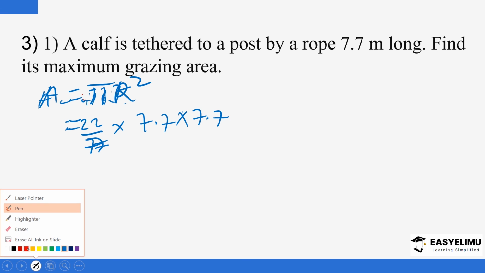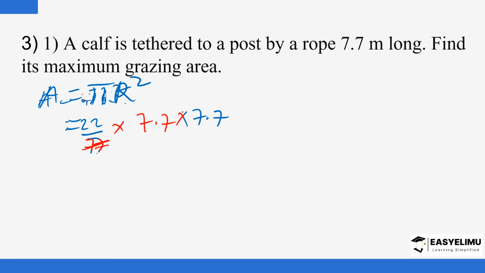So again, as we did in the previous case, 7 goes here 1, 7 goes there 1.1. See. So take note, the length of the rope here becomes the radius of the circle. So 22 you multiply by 1.1 and you multiply by 7.7. So we'll multiply 22 by 11, and then the answer we multiply by 7.7, or by 77.